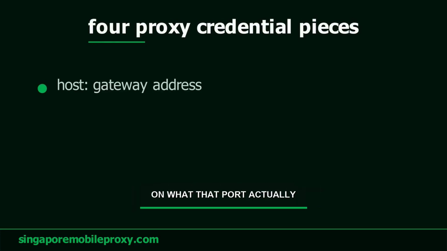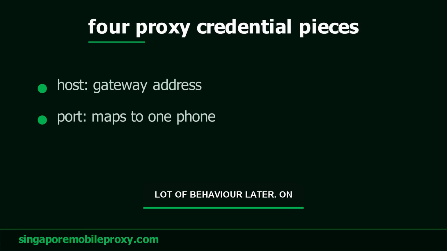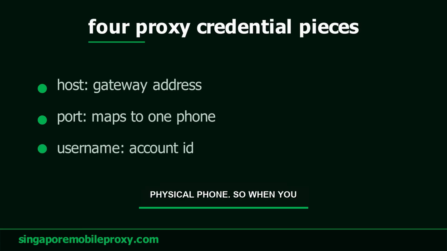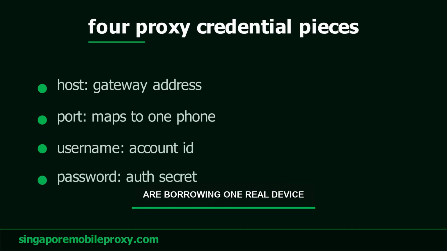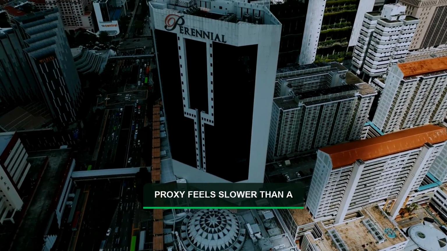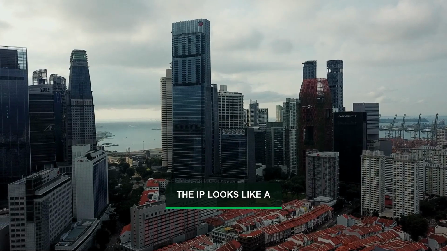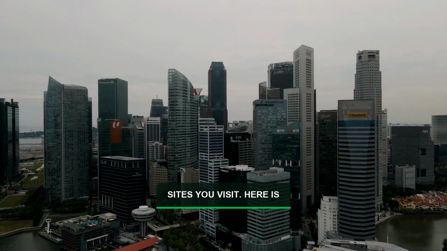A quick word on what that port actually is, because it explains a lot of behavior later. On my farm, each port is wired to exactly one physical phone. So when you connect to that port, you are not getting some abstract slice of a pool, you are borrowing one real device on one real tower. That is why a mobile proxy feels slower than a data center line. And it is also why the IP looks like a normal Singapore consumer to the sites you visit.